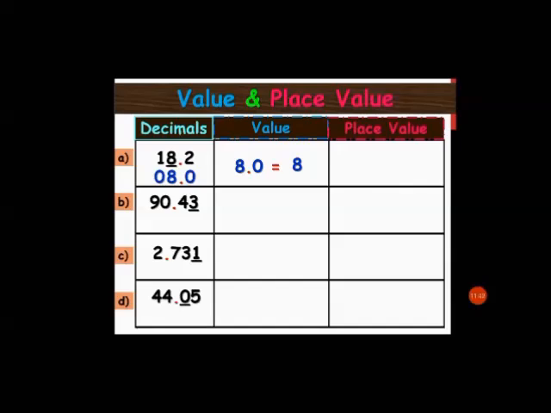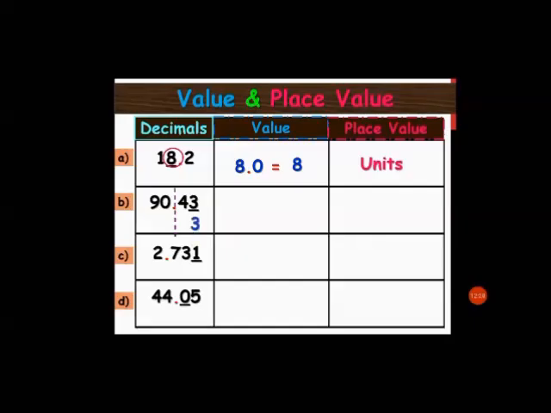What is the place value? So here I will circle the 8. 8 is to the left of the decimal, which is the first place to the left, which is units. The second one, the decimal separates the number into 2 sections, the whole number and the decimal.